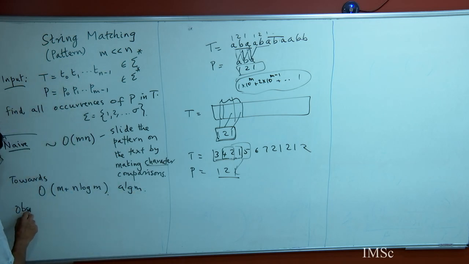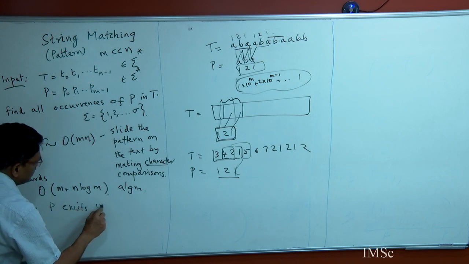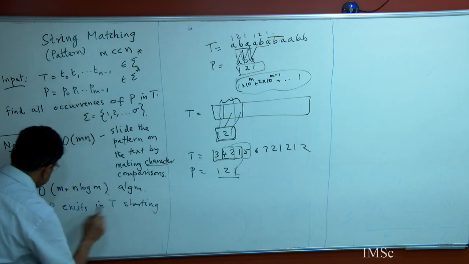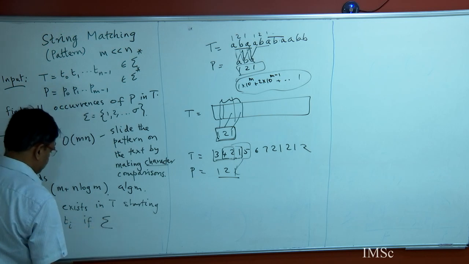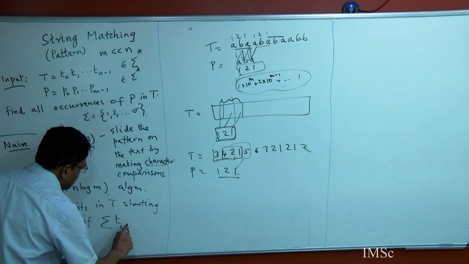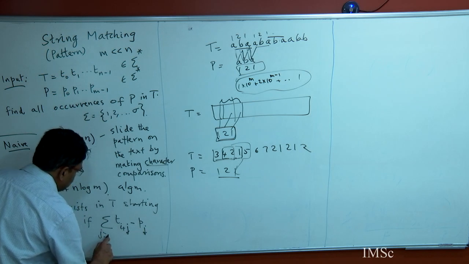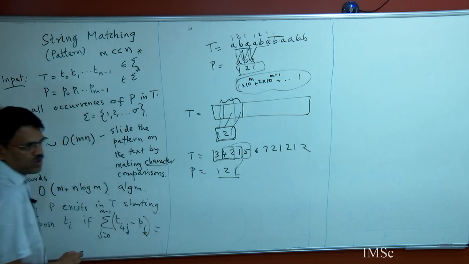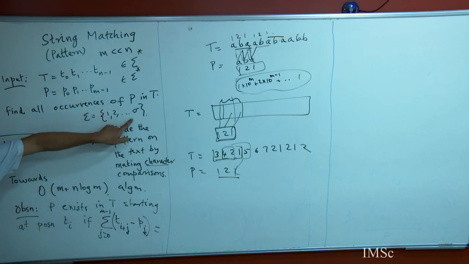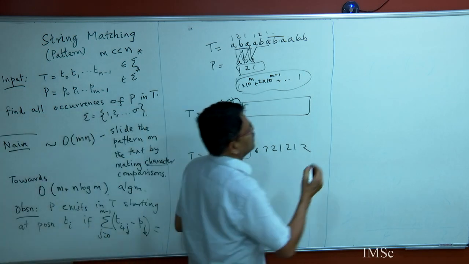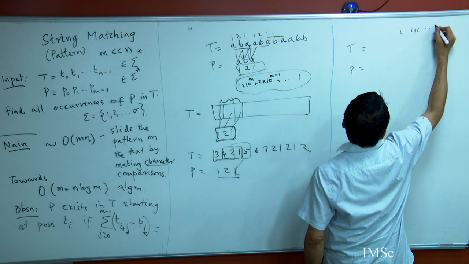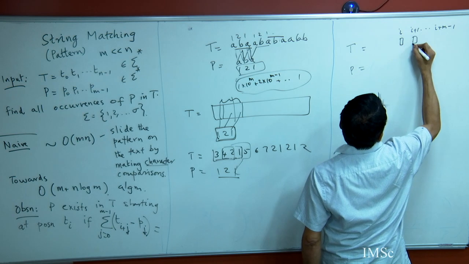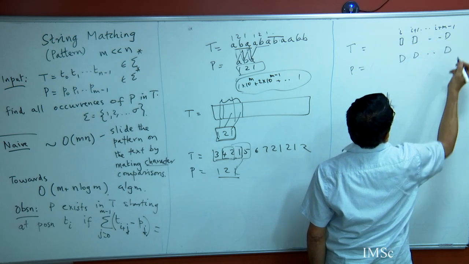So here is the observation. P exists in T starting at position Ti if summation of Ti plus j minus Pj equals what? These are numbers, because I have said the character alphabet is 1, 2, 3, up to sigma. So all I am saying is the following: here is my text and here is my pattern, and starting at some position i plus 1 up to i plus m minus 1, my text and the pattern match.